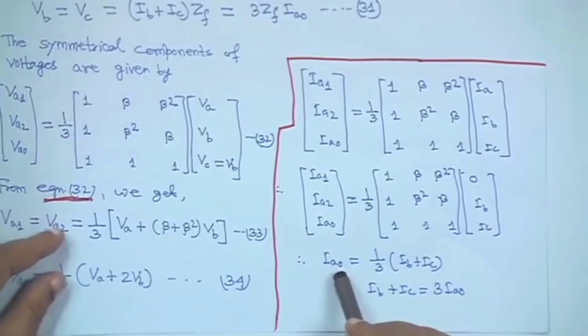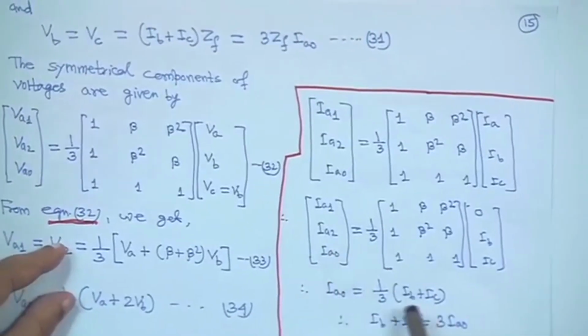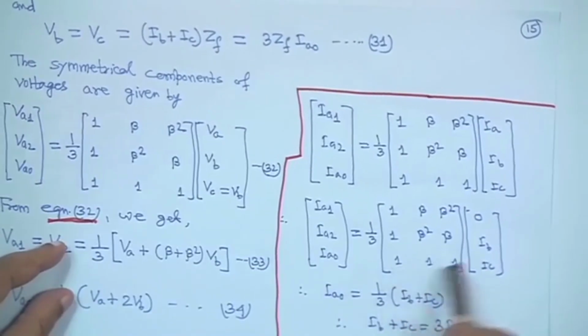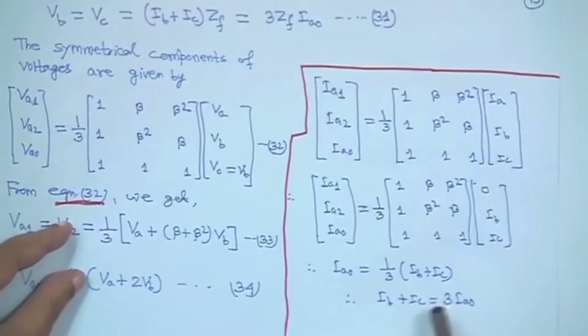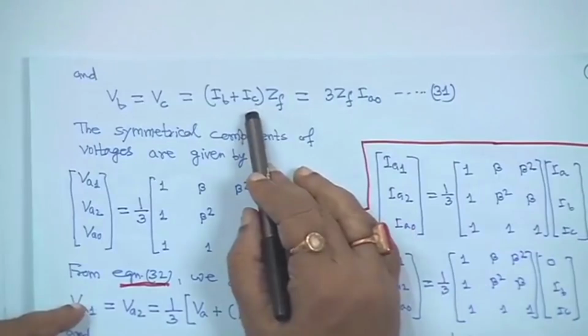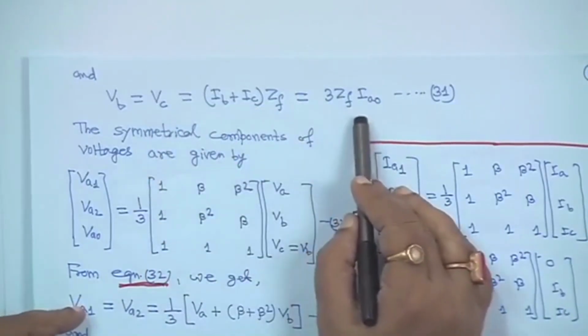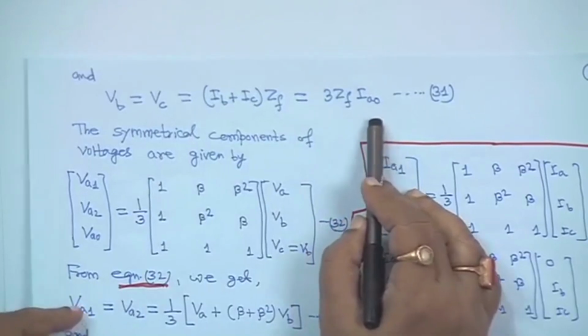Therefore, I a 0 is equal to 1/3 times (I b plus I c). That means I b plus I c is equal to 3 I a 0. Therefore, I b plus I c is replaced by 3 I a 0. That is why V b is equal to V c is equal to 3 Z f I a 0.